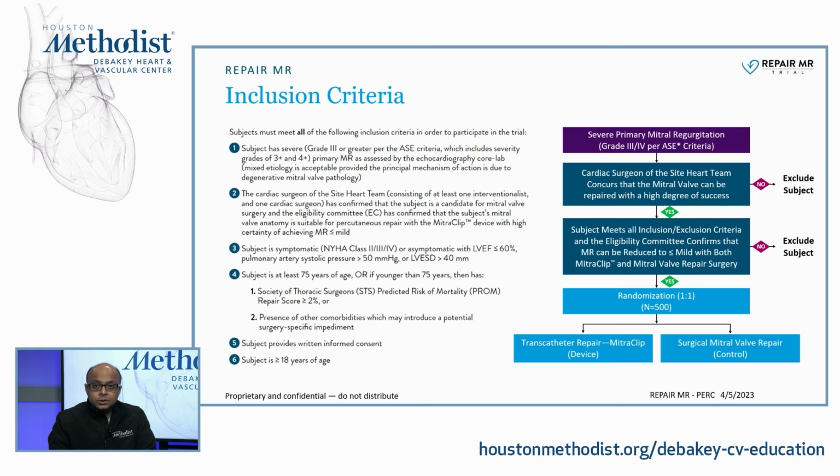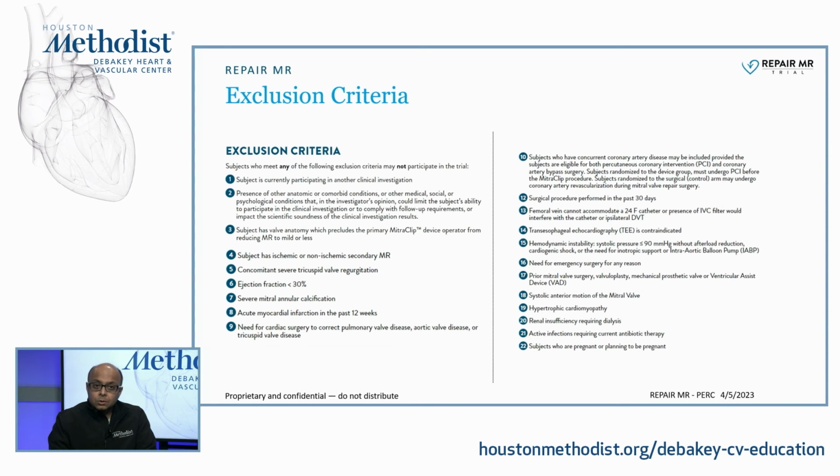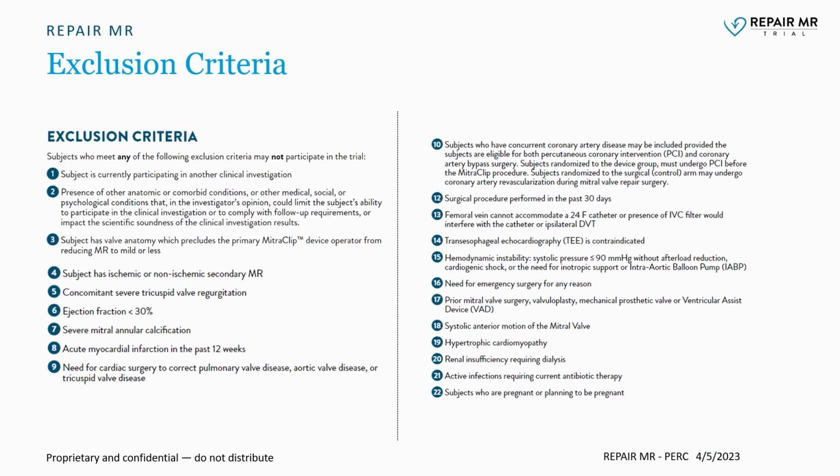We talked about the inclusion criteria. That's sort of the cadence of the trial: 1-to-1 randomization, 500 patients randomized to the clip or surgery. The exclusion criteria are the usual criteria for such trials. The main exclusion criteria are low EF, less than 30%, patients with severe mitral annular calcification, and patients with renal insufficiency requiring dialysis. Patients who have concurrent coronary disease are not necessarily excluded as long as they have options for PCI as well as CABG, which is also incorporated in this trial.